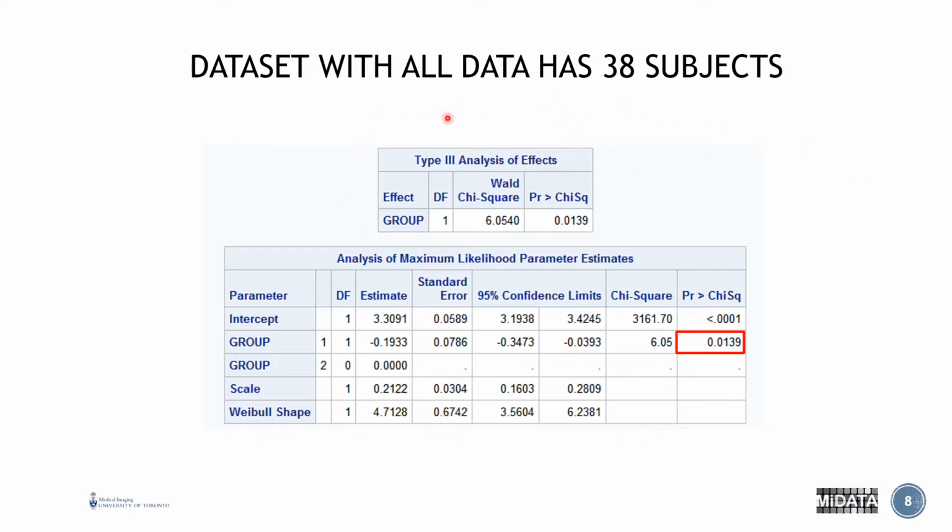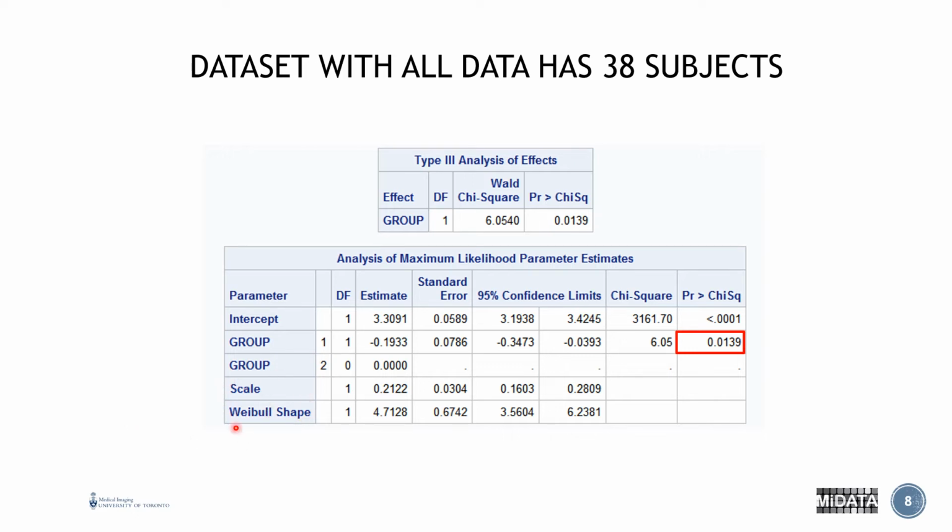this looks very familiar to you, right? Your type 3 analysis of effects. So meaning, is your group variable significant in the model? And it certainly is. If you look down here at your parameter estimates, of course, here's the same p-value for your chi-square test for group. No surprise, it's the same here for your type 3 analysis of effects, because it's the only variable in the model.